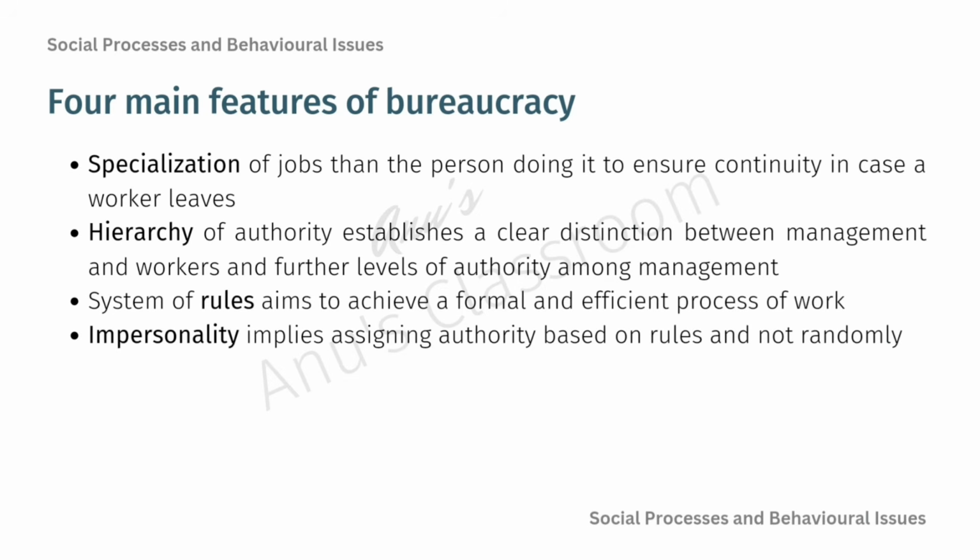Okay, so as we said, the four main features of bureaucracy are: number one, specialization. Specialization of jobs, so that there is continuity in case a worker leaves. Hierarchy of authority will establish a clear distinction between management and workers and further levels of authority among the management. There will be a system of rules which aim to achieve a formal and efficient process of work. Impersonality implies that assigning authority should be based on rules and it should not be done randomly.